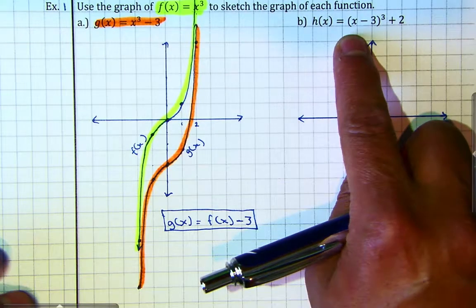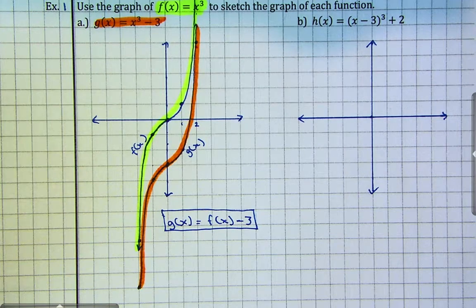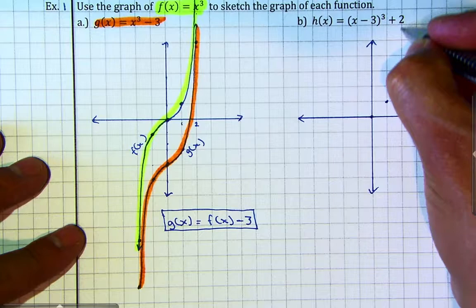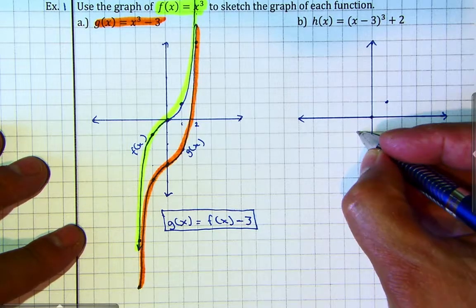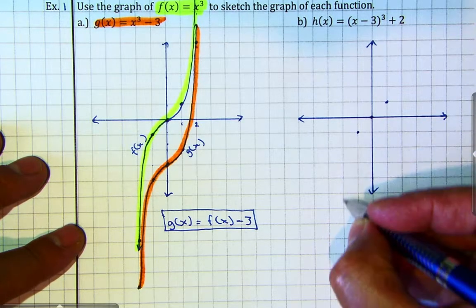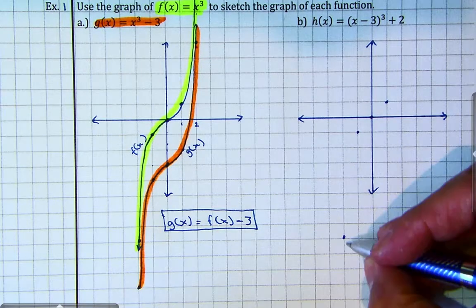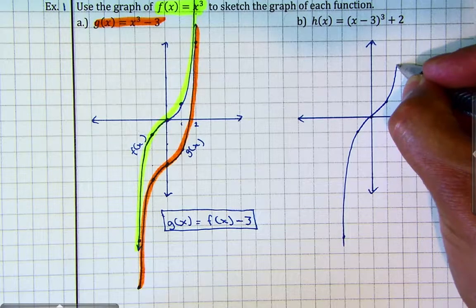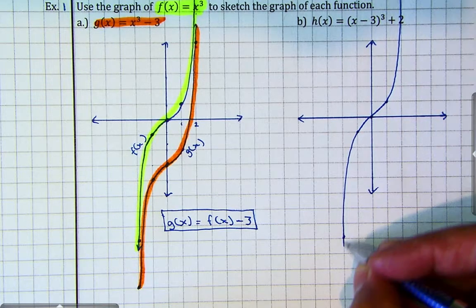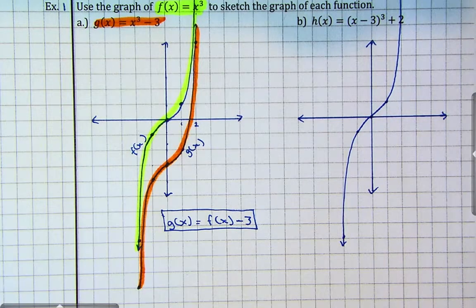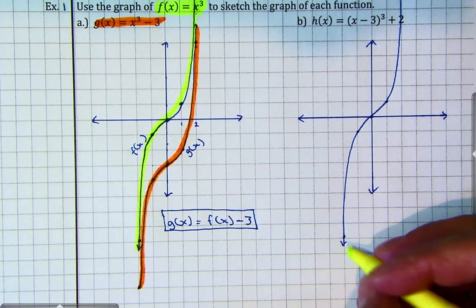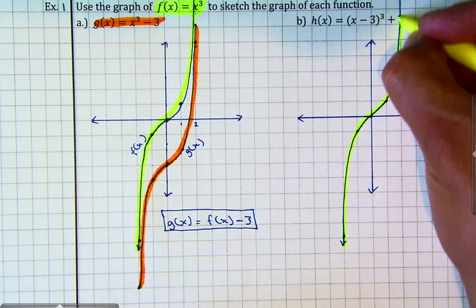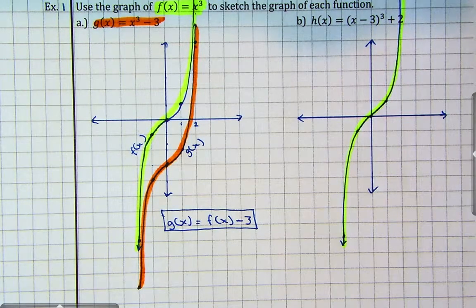Letter B. Let's go and sketch our parent graph first. We have 1 point here, 1 point here, and 2, 4, 6, 8. 1 point here, and 2, 4, 6, 8. This is our parent graph, f of x. So now graph h of x.